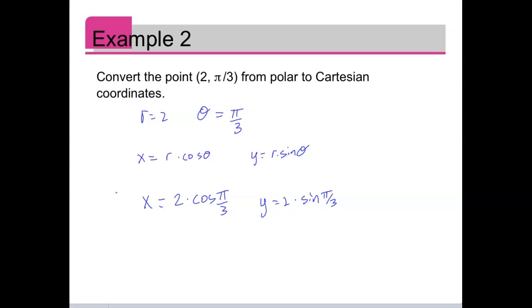So pi over 3, if I convert that to degrees, is 60, right? So we're talking about a 30, 60, 90 triangle situation here.